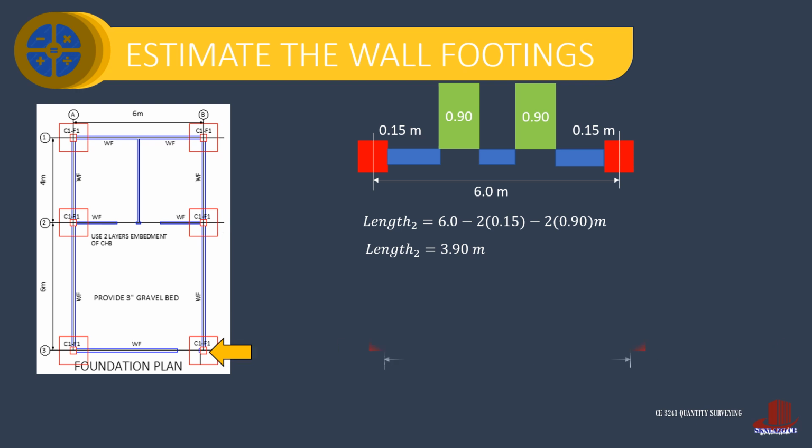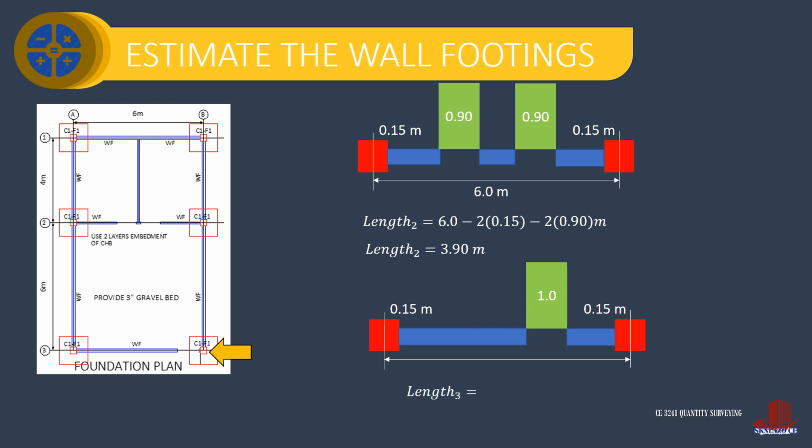The third grid still has a span of 6 meters, although this is where the entrance door is located. So the length is then reduced by the columns on either side and the width of the entrance door. That's 6 less twice of 0.15 and 1, giving 4.7 meters.